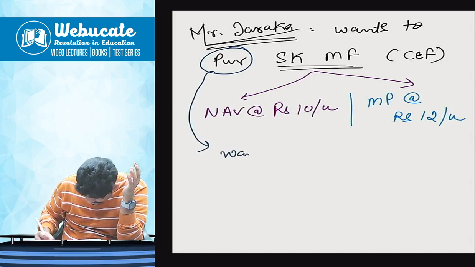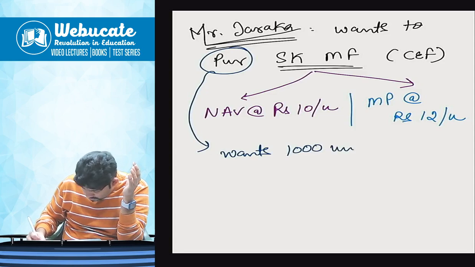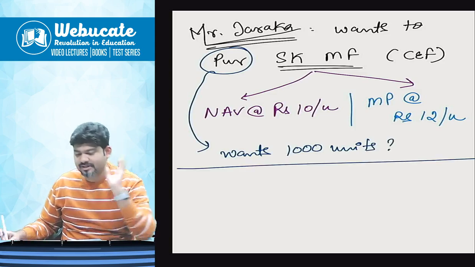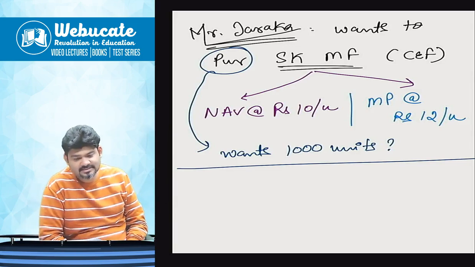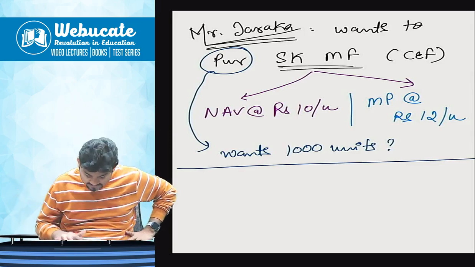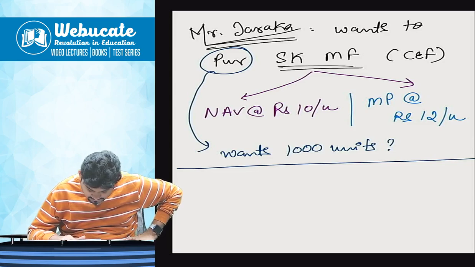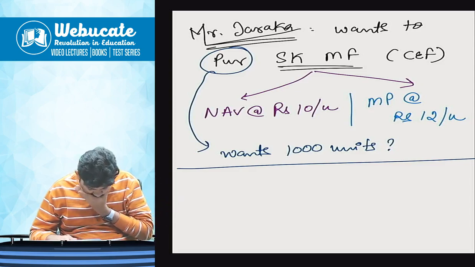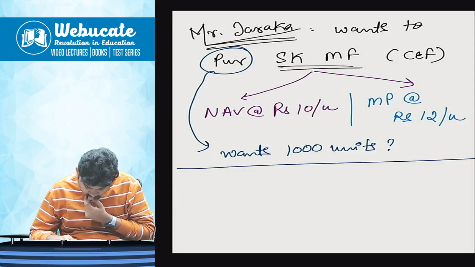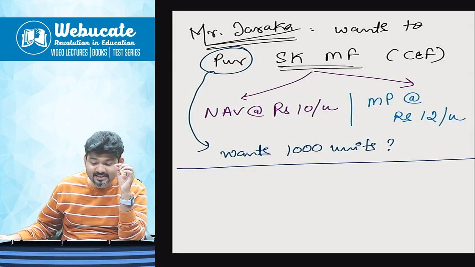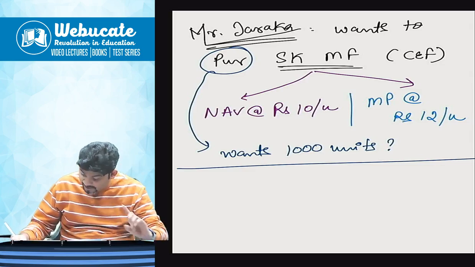He wants 1000 units. Tell me how much he will pay to purchase these 1000 units. Correct. The correct answer is 12,000. Don't fall in the trap of NAV because these are closed-ended funds.